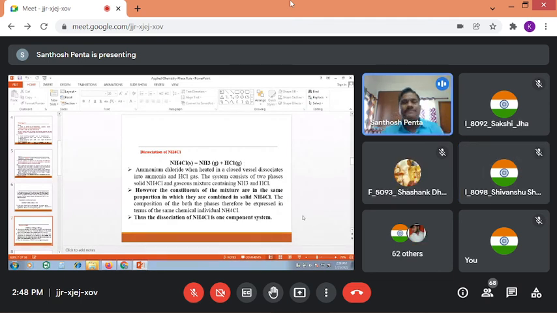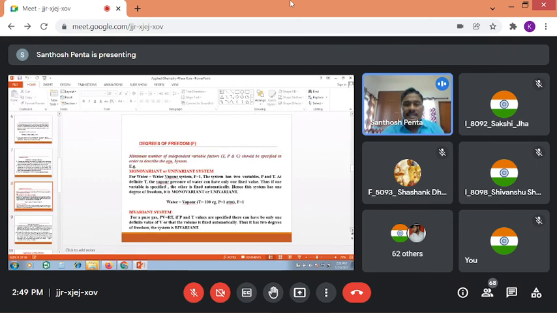So what is the definition of component? Minimum number of chemical constituents that describe the other chemical components, or otherwise with the help of that we are able to discuss the equilibrium system. That is the definition of component. The next one is degree of freedom.